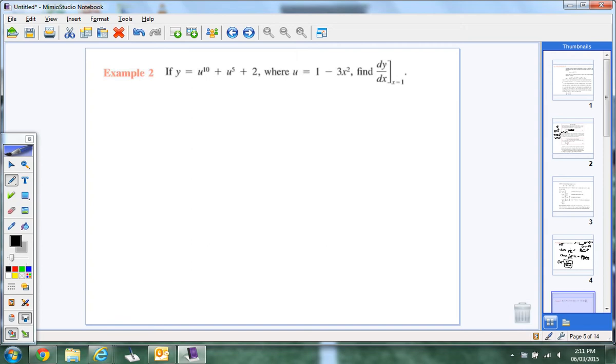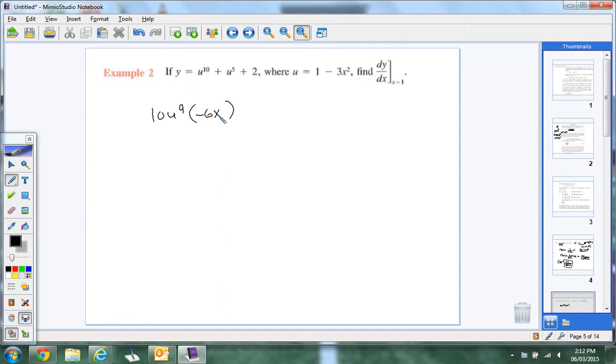So what's the derivative of u to the 10th? 10u to the 9th, but we have to multiply it by the derivative of the inside, the u itself. Negative 6x. I know you're saying u's and x's. We will sub the u back in eventually.